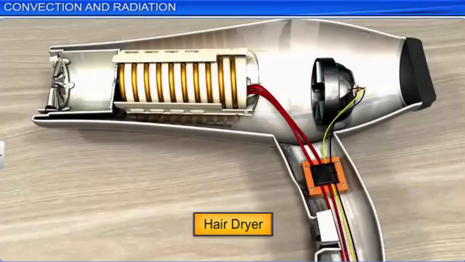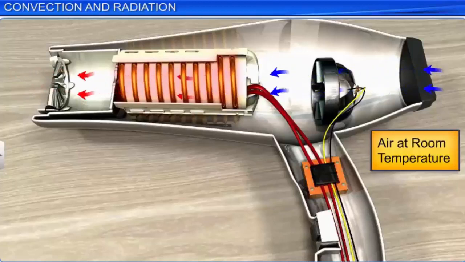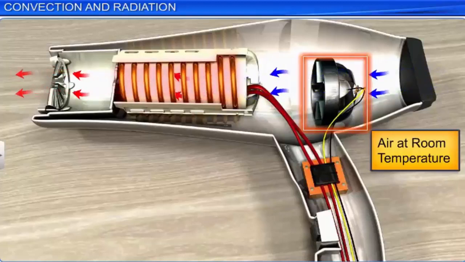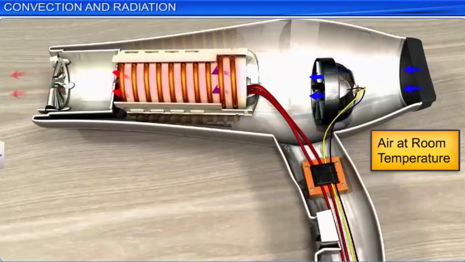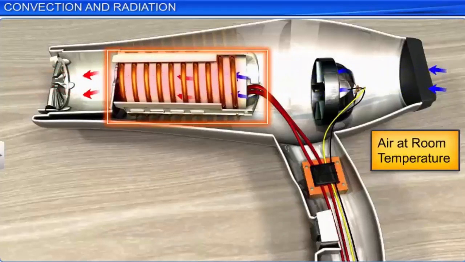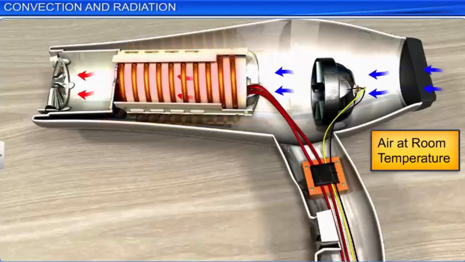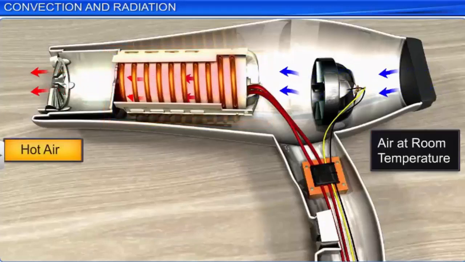One of the most common examples of forced convection that we see around us is the working of a hair dryer. Air at room temperature is sucked by a motor and heated up by forced convection as it passes over the hot coils inside the dryer. This hot air is then blown out through the nozzle provided.